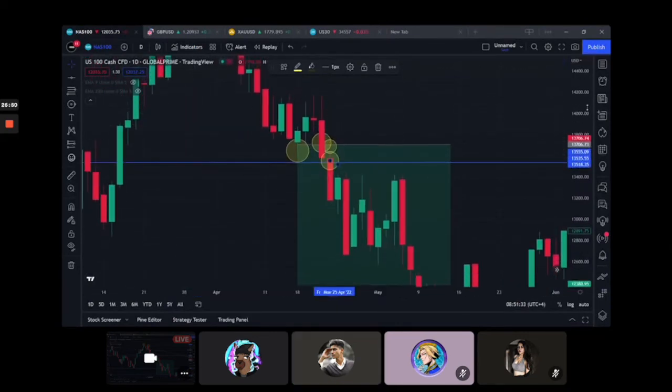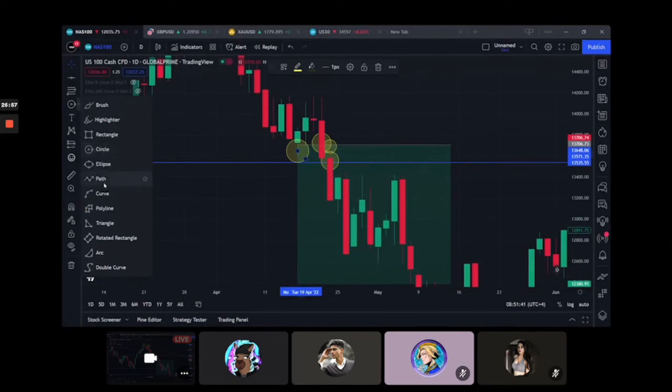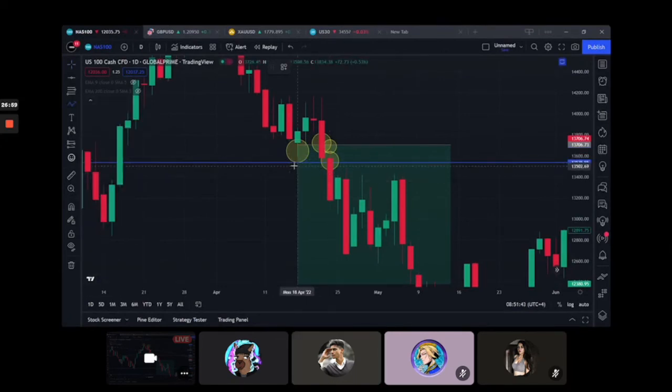So if I had to draw this out again for you guys, it would be: break, retest, rejection, and break of previous structure. Does that make sense? It's really just that simple. We're looking for 4 key things. That's all we're looking for.